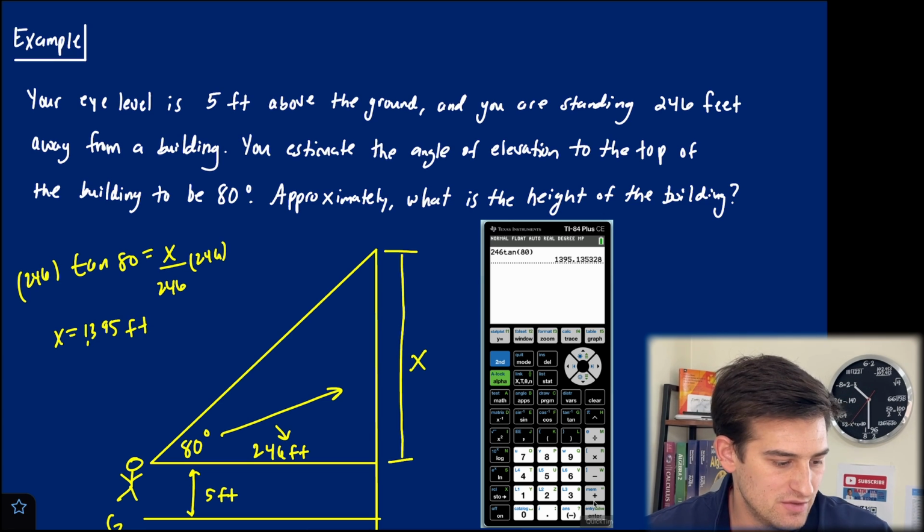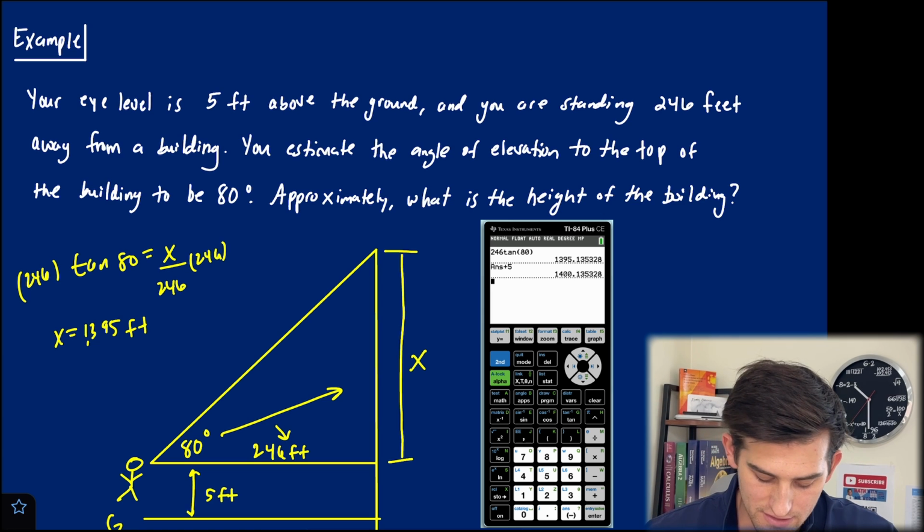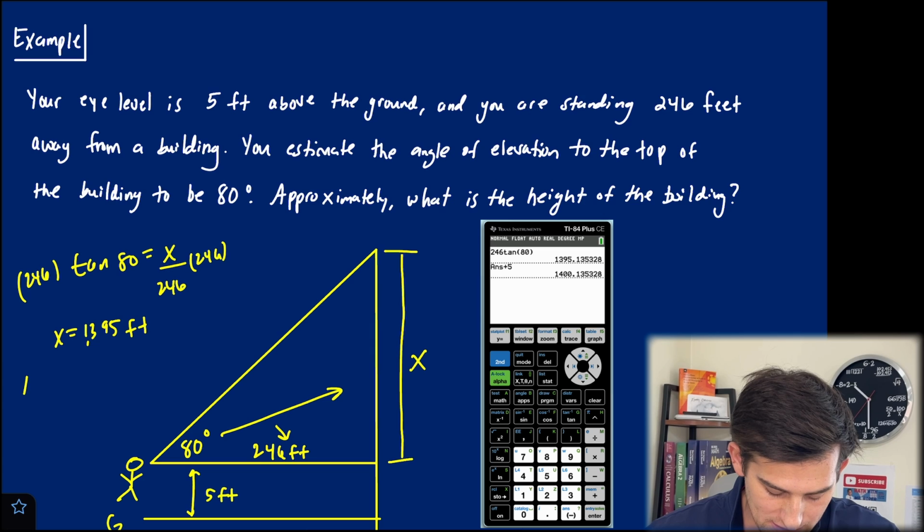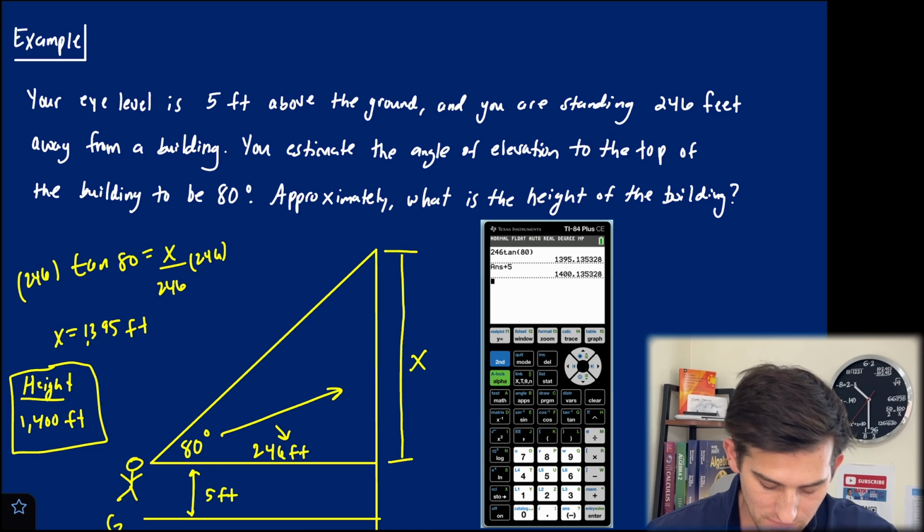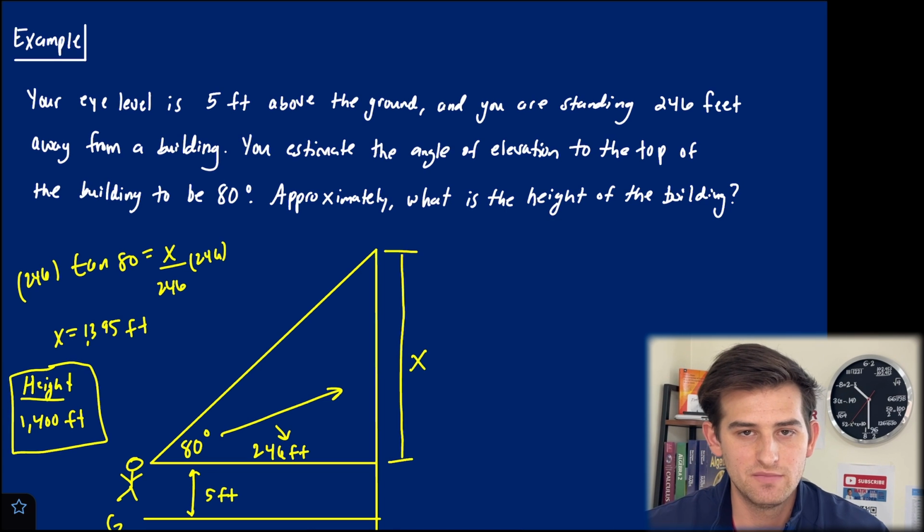Now we know we need to add our 5 feet from our eye level to the ground. This is going to tell me that the approximate height is 1,400 feet. Okay, so that's how we could use angle of elevation to help us calculate the height of a building or some other structure in a real world scenario.